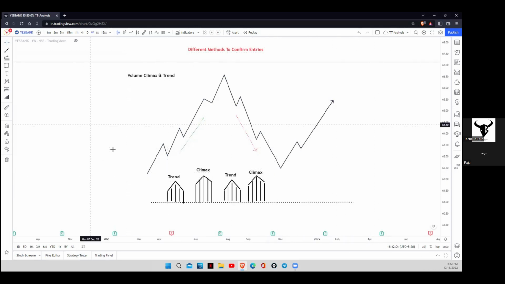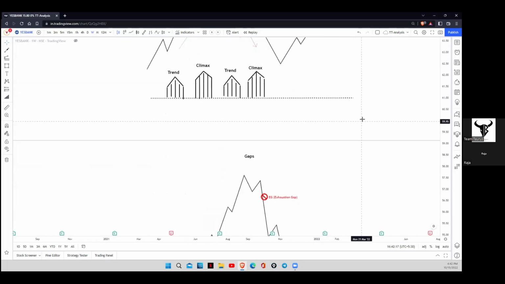So that is about volume. Remember, when the market is trending, the volume will not be too high. Okay. And the volume will be too high when there is a reversal that is about to happen. So that is number one.